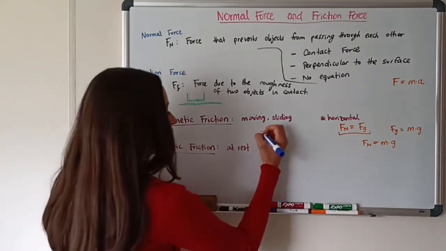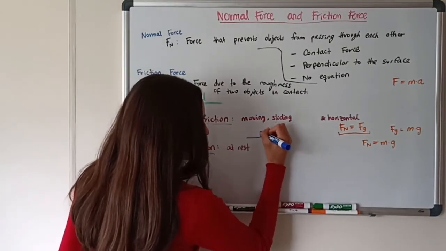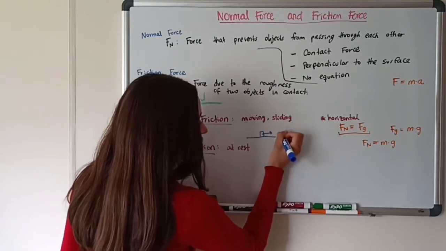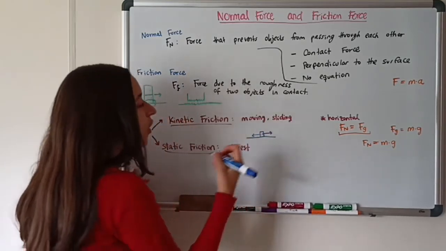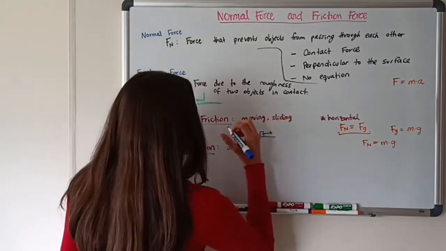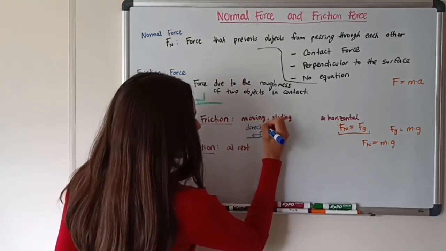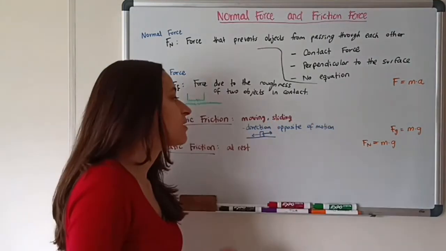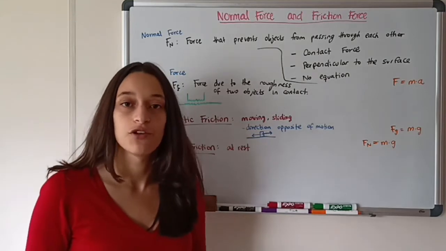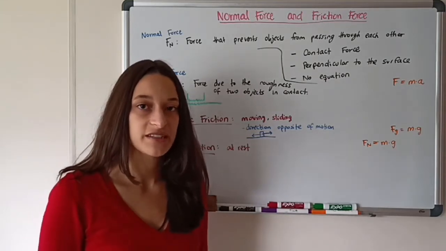So for example, if you're trying to move a box and you're pushing it to the right, and it's moving to the right, friction will be to the left. So always, always, always, it's in the direction opposite of motion. And it's going to slow it down, of course. The more friction there is, the more it's going to decelerate.